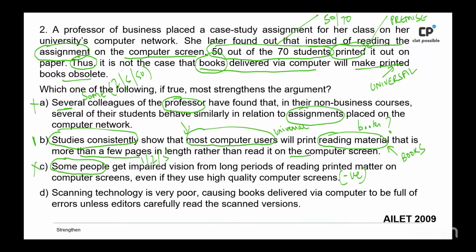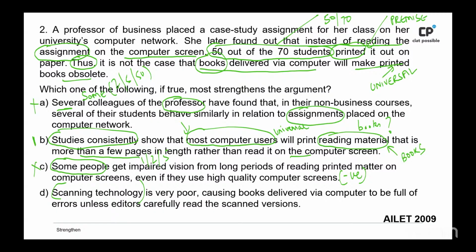D says scanning technology is very poor, causing books delivered via computer to be full of errors unless editors carefully read the scanned version. How does scanning technology picture here? So we understand, right? The earlier books would have been printed first because they were typed on a typewriter, printed, and then they were made into digital books.